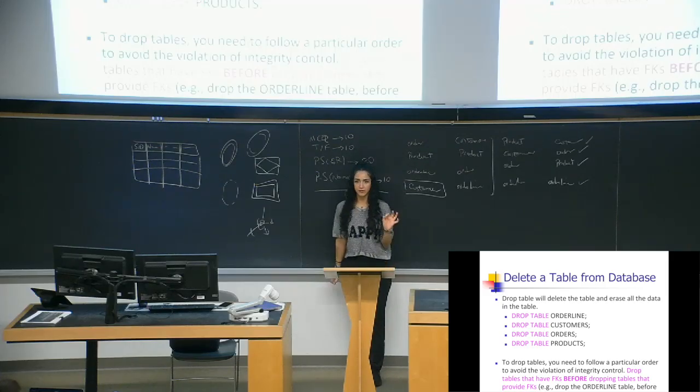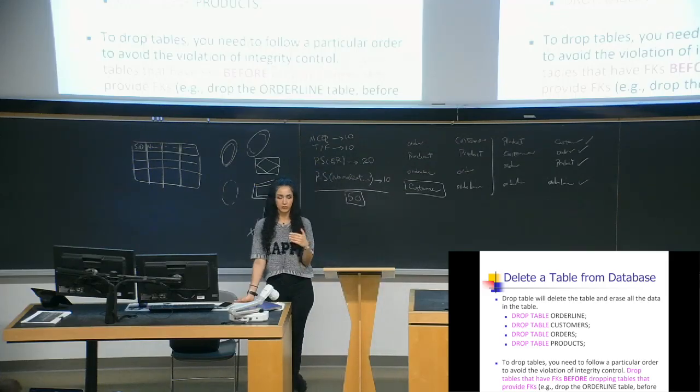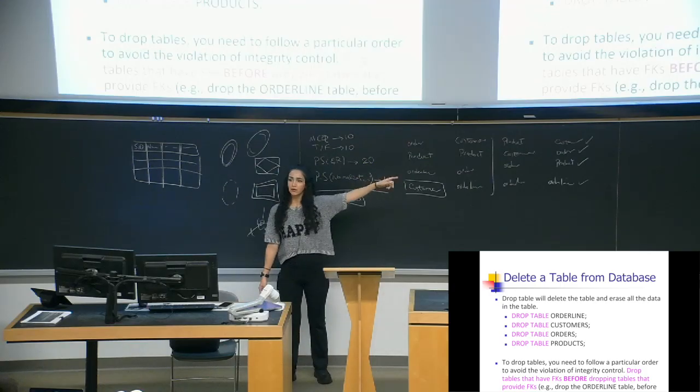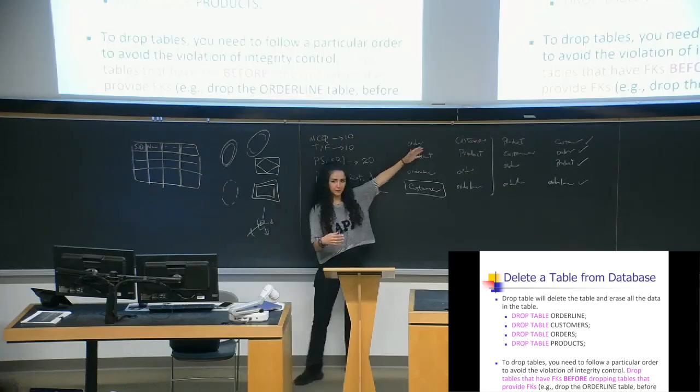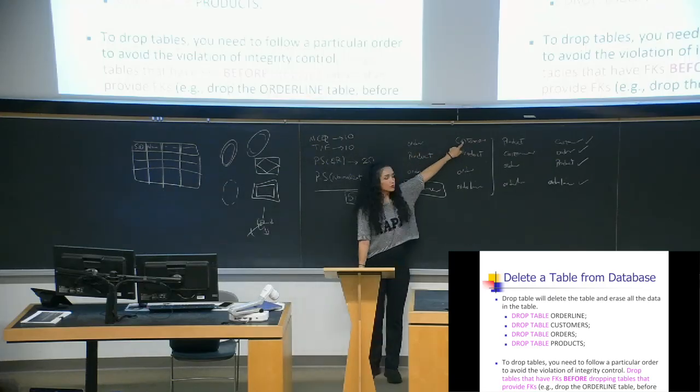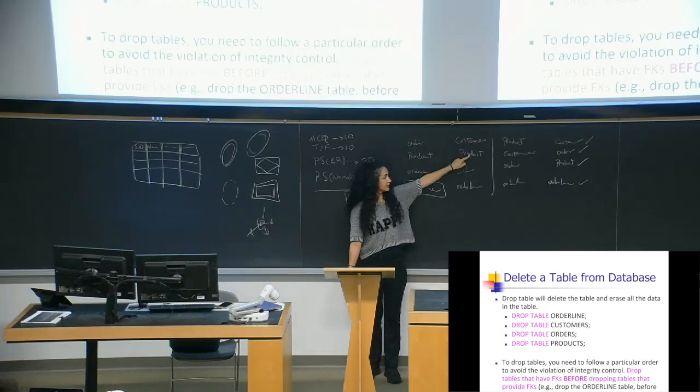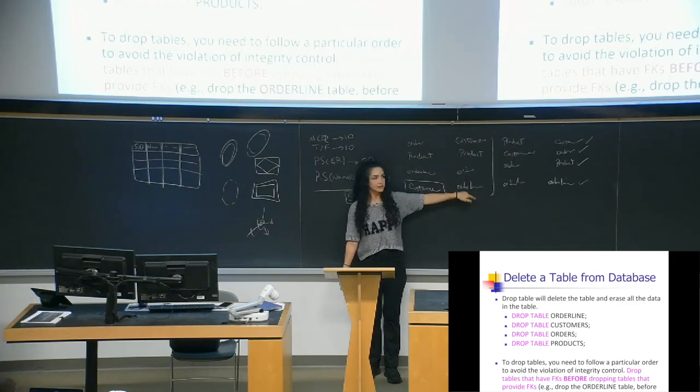Always ask yourself, if you want to drop a table, before you drop it, is there any other table in my database that is referencing this table? Or is there any other table that has a foreign key pointing to this table? So if I want to drop customer, do we have any other table that is referencing the customer table? Yes, the order table, right? So I cannot drop customer before I drop order.